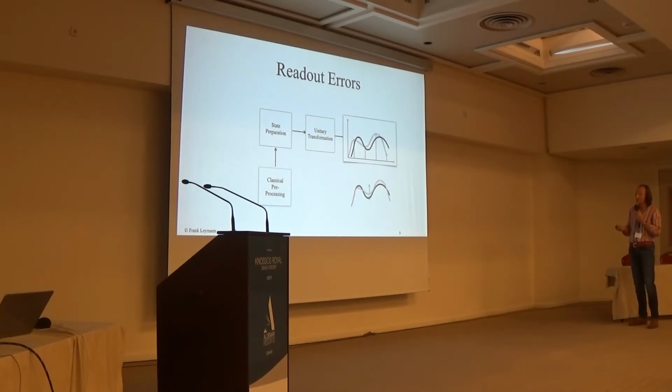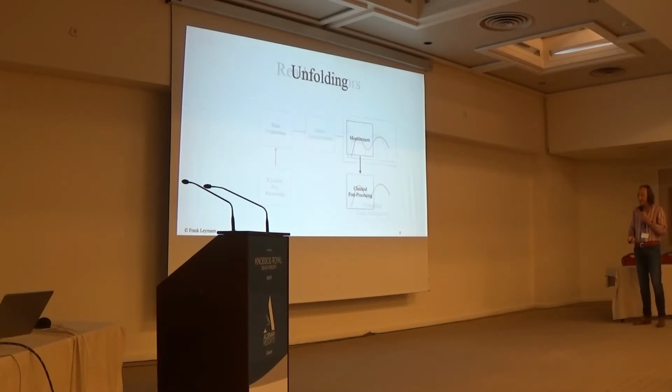What you then need to do is compare this, and then the wrong distribution goes away and the right distribution is left over. This is called unfolding, a special kind of error mitigation, where you apply some statistics to correct the distribution. And this again requires classical post-processing.